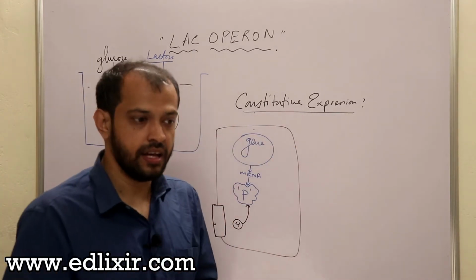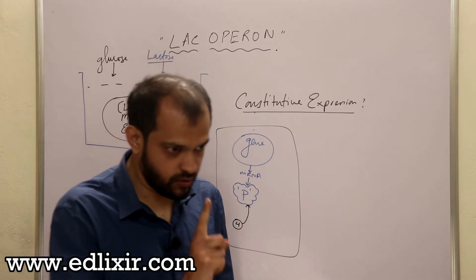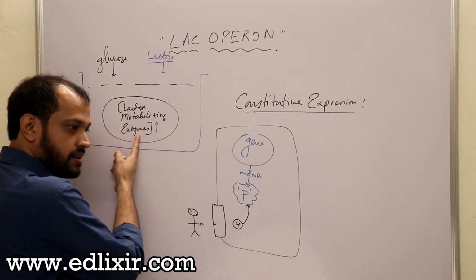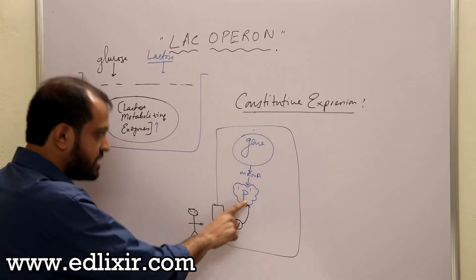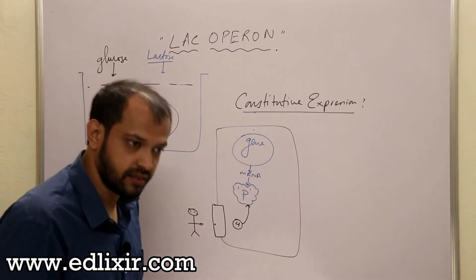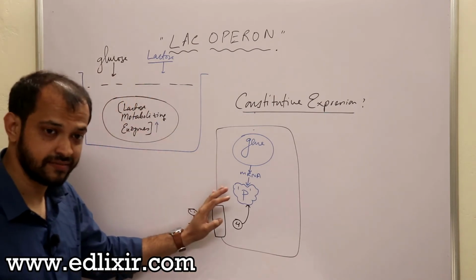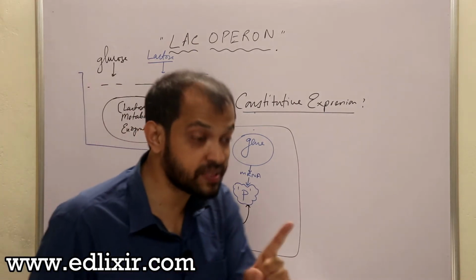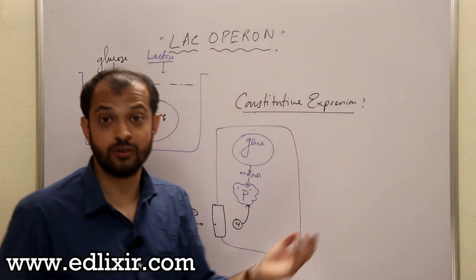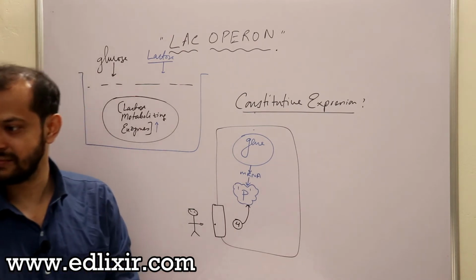Whenever you will enter a cell, you will get lactose metabolizing enzymes. You understood my point? What I am saying is, lactose metabolizing enzymes show constitutive expression. That means whenever you enter a cell, you will get lactose metabolizing enzymes. But my question is, if there is no lactose, still lactose metabolizing enzyme will be present. Yes. They show constitutive expression means whether lactose is present or not, to some extent, small amount of lactose metabolizing enzymes will always be present in bacteria.